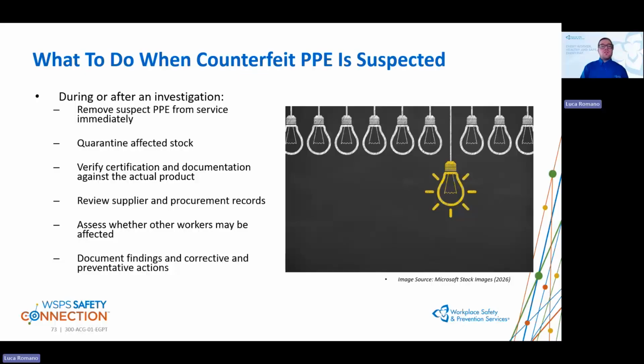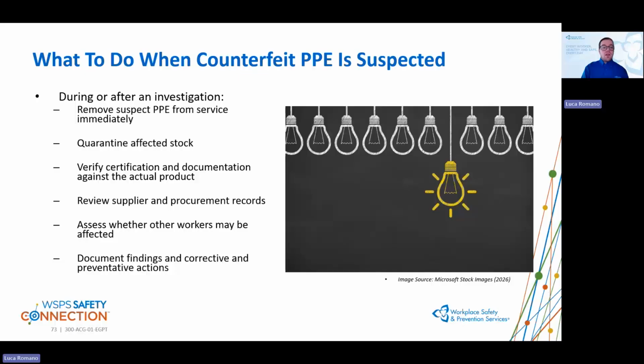What can you do when you're suspecting that there could be counterfeit personal protective equipment in the workplace? So again, it starts off with recognizing it as a possibility. And then when you're doing your investigation, it's potentially removing that suspected personal protective equipment from service, quarantining the stock, verifying the standards and the documentation against the products, as well as documentation that you have available from the supplier or your vetting processes.